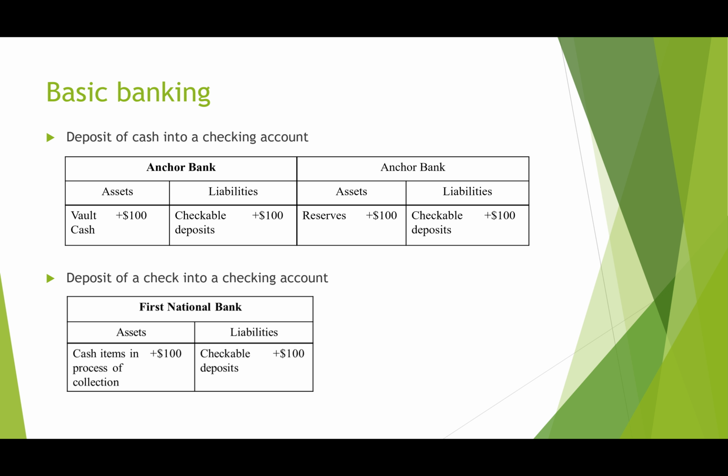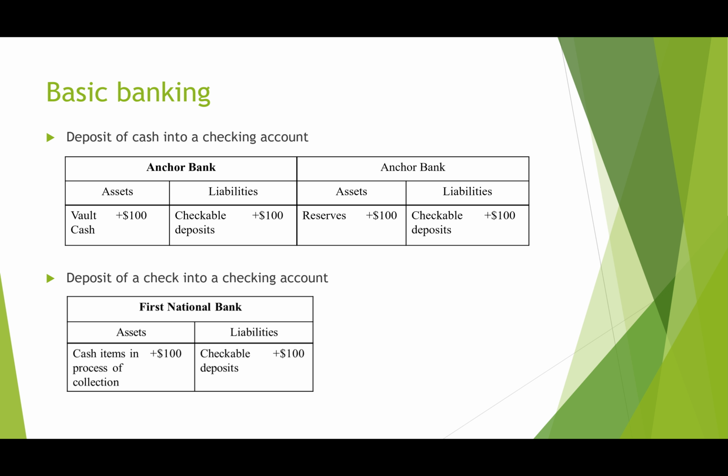Now let's say that someone came instead of wanting to add 100 in cash, but said, okay, I'm going to deposit a check, which is the usual thing that people do. So checkable deposits once again go up by 100, but before reserves go up by 100, you would have the cash items in process of collection going up by 100. In other words, the bank is busy basically going back to the writer of that check and finding out who they banked with and connecting with that bank and ensuring that that individual's account goes down by $100. So that's what's going on there.